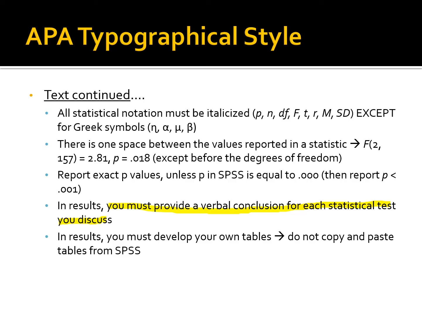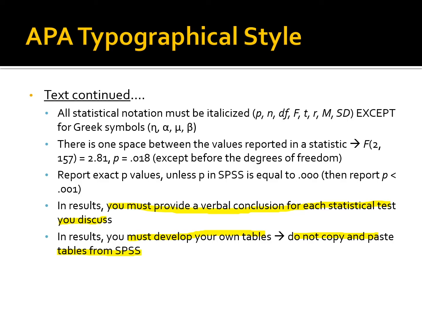Okay, moving on. In the results section, you should provide a verbal conclusion for each statistical test you discuss. This doesn't have to be extensive. It's not an extensive discussion of what you found or why you found it. That's for the discussion section. It's just a quick reiteration of your findings. So for instance, if you said F is equal to blah, blah, blah, blah, p is less than 0.05, then you would say there were statistically significant differences between these groups.